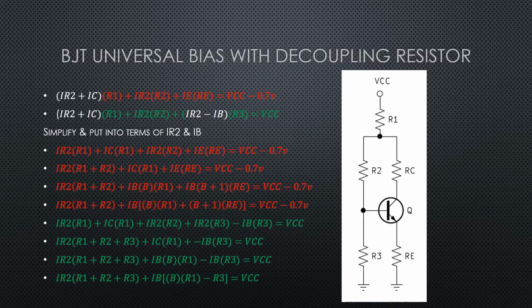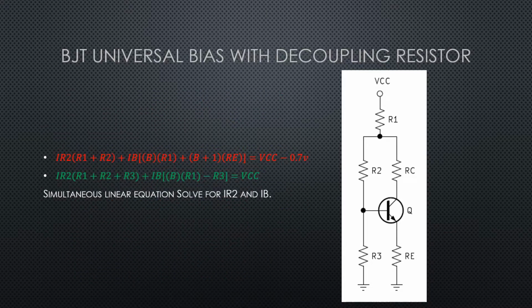So now we've got our two formulas, and we're going to distribute and clean everything up and get everything into individual terms across the equation. And we can see that we've got an IC and an IE floating around, and it looks like we've pretty much got IR2. And so we're going to clean up these equations and get everything in terms of IR2 and IB. You can see all the math on this page. So now we've got our final two loop equations in terms of IR2 and IB.